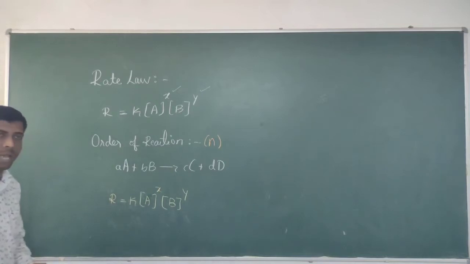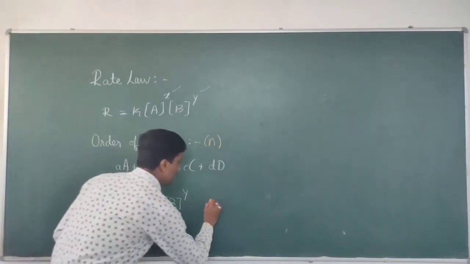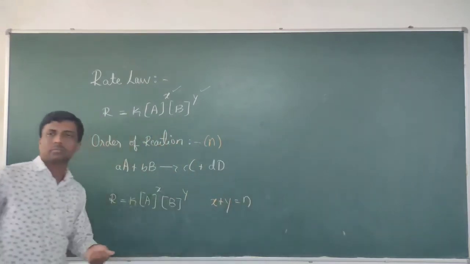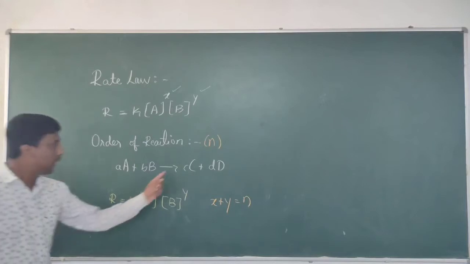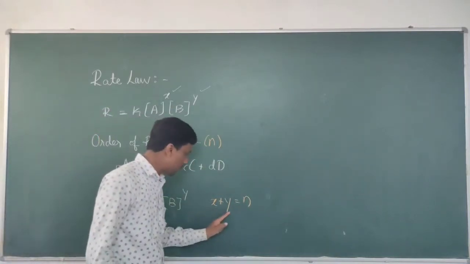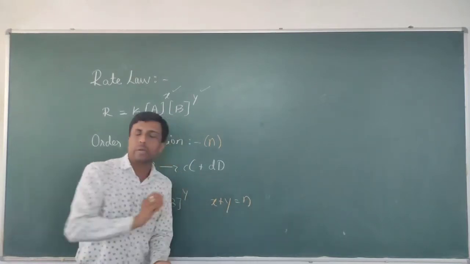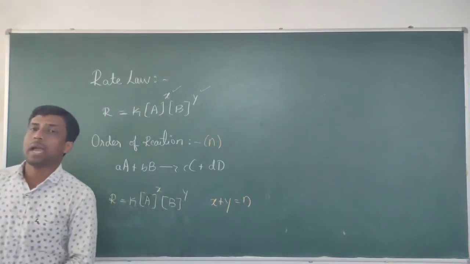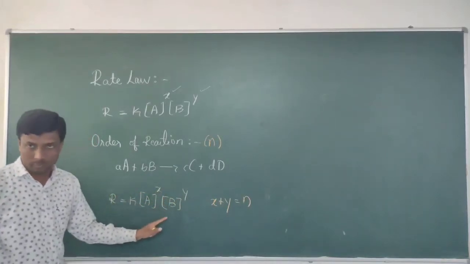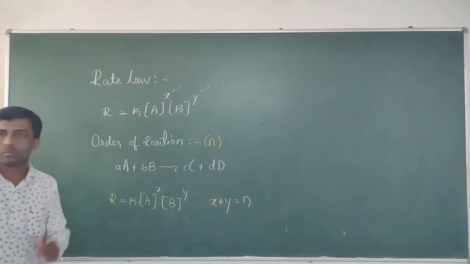Then what is the order of reaction? The order of the reaction is nothing but x plus y is equal to n. N is the order of reaction. How do you decide the n value? X plus y. If you sum the x and y, that value will be the order of the reaction. x and y are the exponential terms represented in the rate law expression.